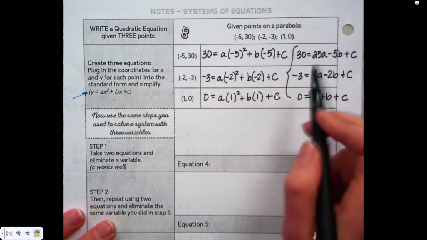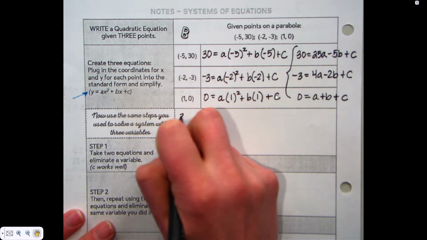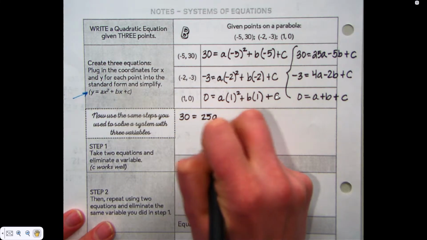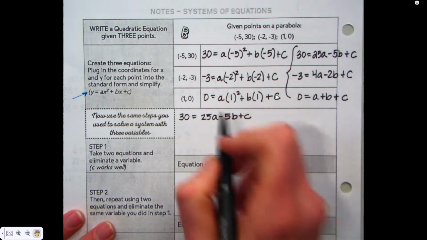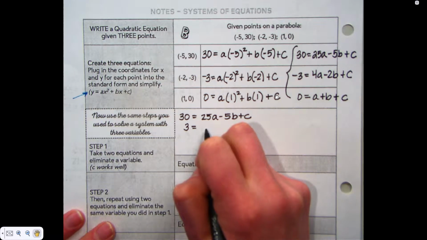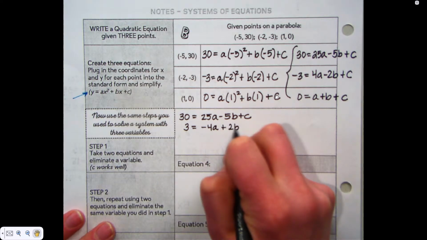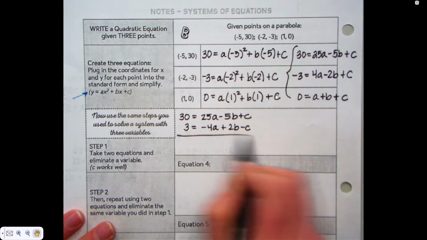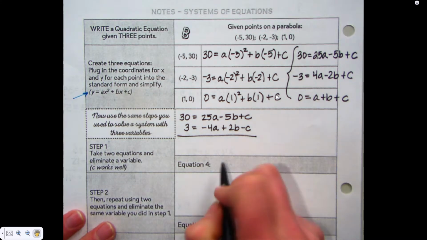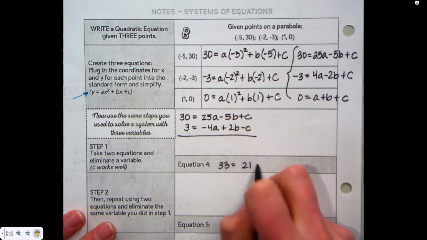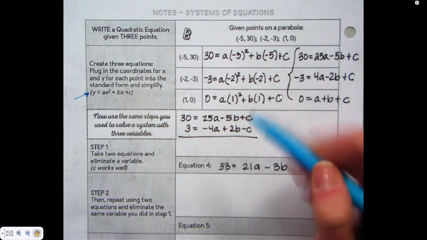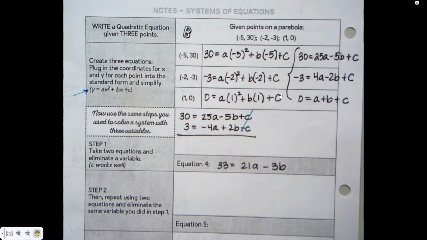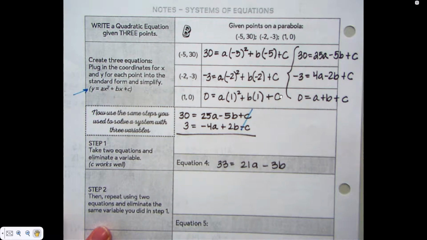So I'm going to work with the top equation first. We'll take our 30 equal to 25a minus 5b plus c. And I'm going to go ahead and subtract. Let's do the second equation, right? I'm going to multiply through by -1, and that would give me 3 and minus 4a plus 2b and a minus c. So when I put these together, we will end up with 33 and 21a, and what do I have? Minus 3 times b. So I have eliminated the c variable for 1 pair of equations. And then I'm going to go ahead and do it again.